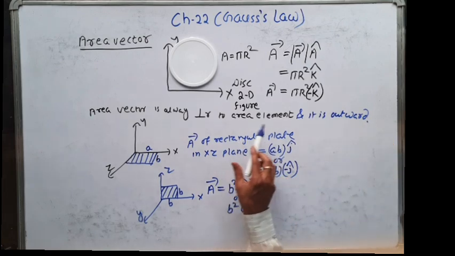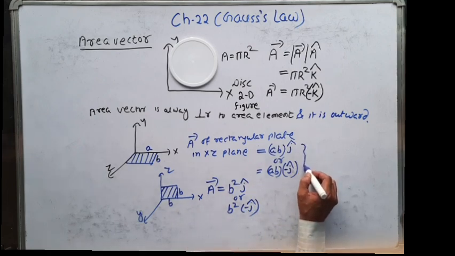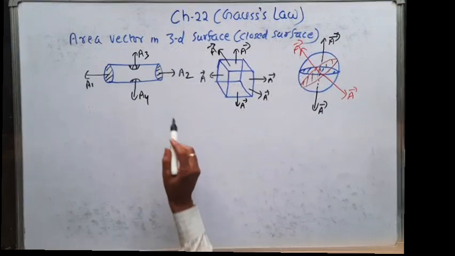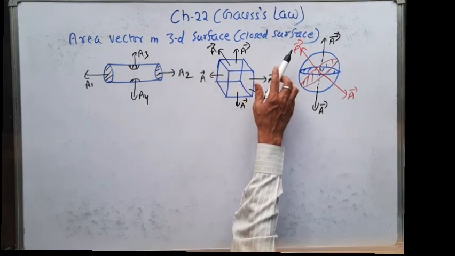So if it is a two-dimensional plane, then the direction is either upward or downward. There may be two possibilities for the direction of the area. Now, the area vector in a 3D surface, that is, a closed surface.